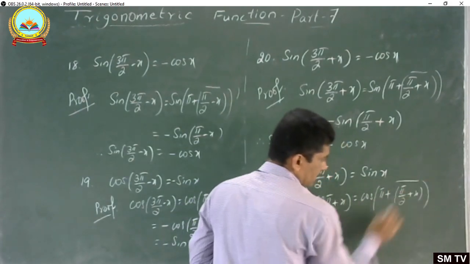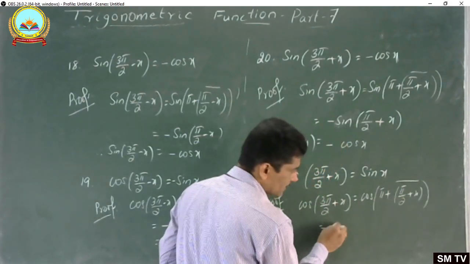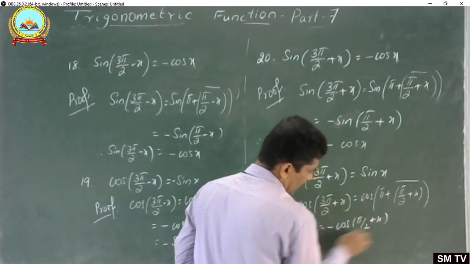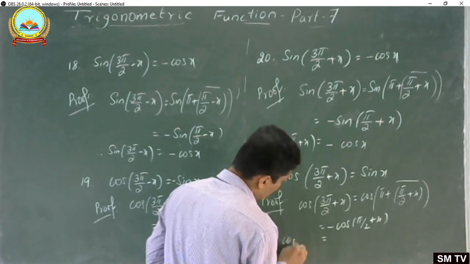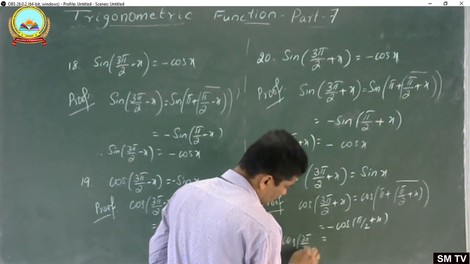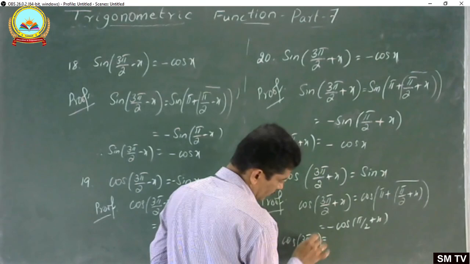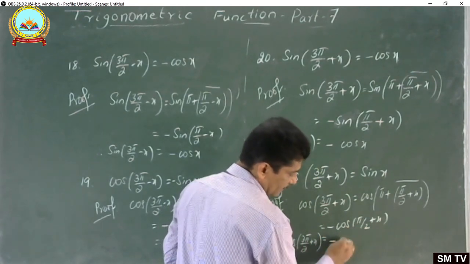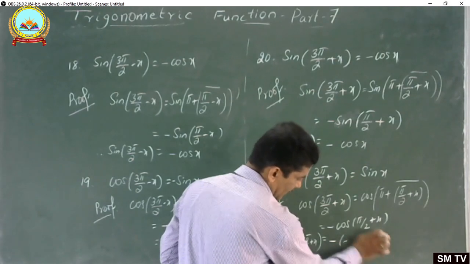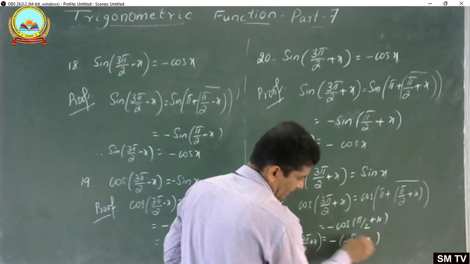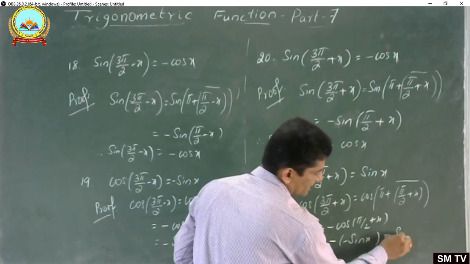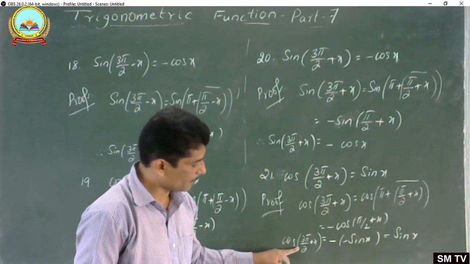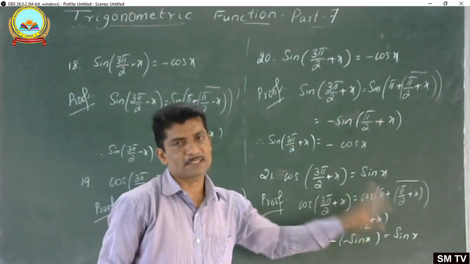Cos of pi plus x is minus cos x. Pi by 2 plus x. Again using, therefore, cos of 3 pi by 2 plus x is equal to minus cos of pi by 2 plus x, which means minus sin x. It is clear. Minus into minus means plus sin x. Therefore, cos of 3 pi by 2 plus x is equal to plus sin x.